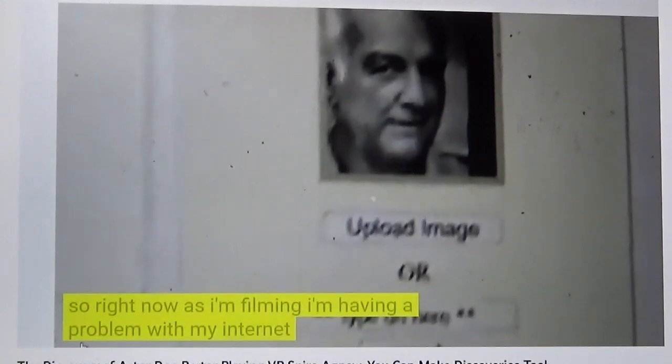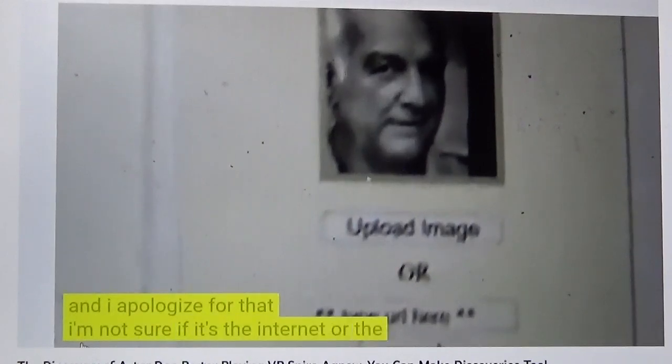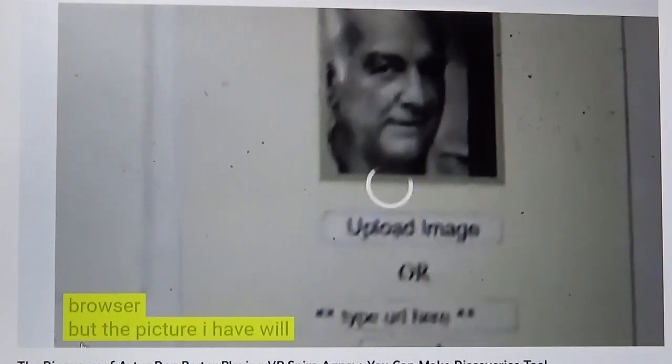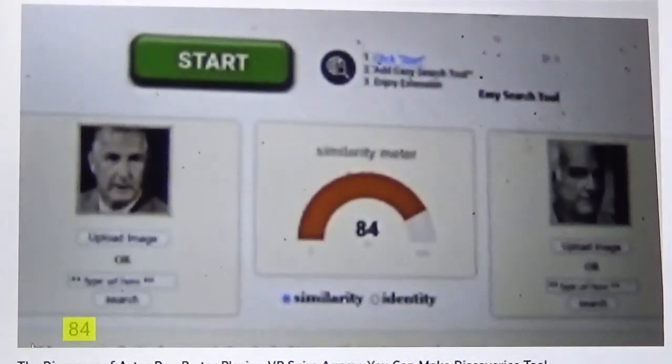So right now, as I'm filming, I'm having a problem with my internet. And I apologize for that. I'm not sure if it's the internet or the browser, but the pic tri-iv will come up with statistics. Don't worry, you'll get it. 84%.